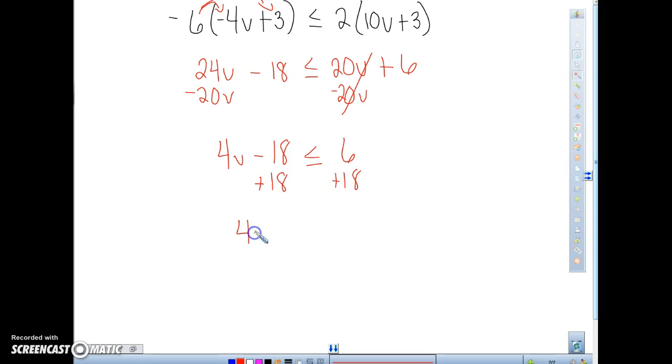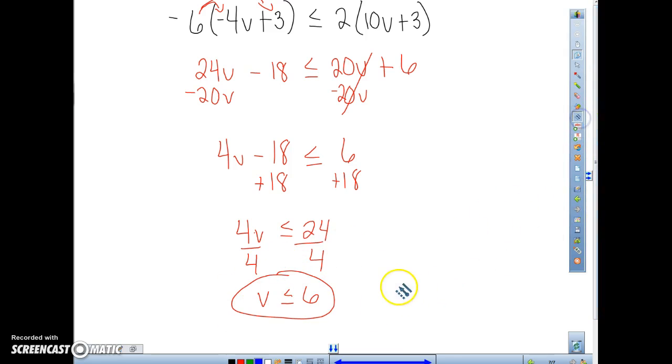So you have 4v is less than or equal to 24. Divide both sides by 4. And you have v is less than or equal to 6. Let's graph that. Put the 6 in the middle. So we have 5, 6, 7. Closed circle, shaded to the left. Did we graph the last one? We did. So we're good.